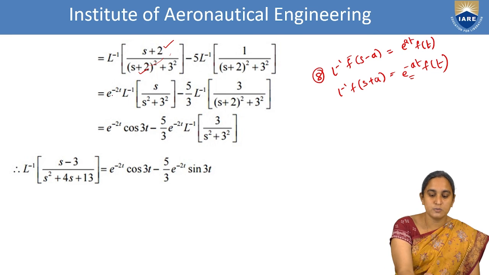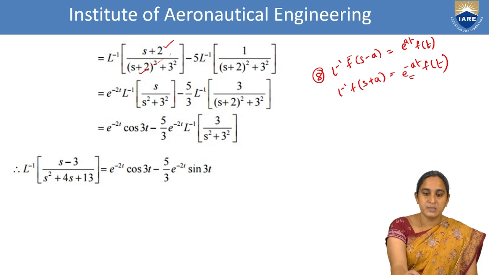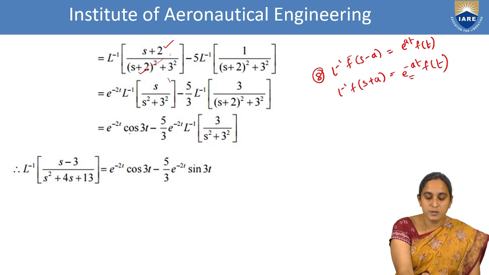Here a is 2. That is e power minus 2t into Laplace inverse of s by s square plus 3 square minus 5 by, okay, for the second part I'm multiplying and dividing with 3. That is 5 by 3 into Laplace inverse of 3 by s plus 2 whole square plus 3 square. That is e power minus 2t into, after applying the eighth formula, Laplace inverse of s by s square plus 3 square. What is the formula for that?